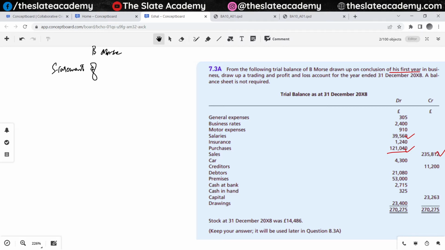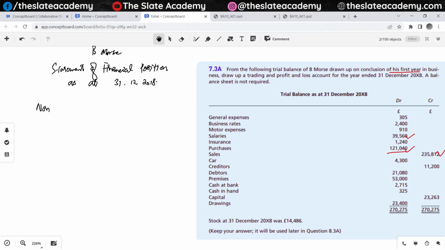Statement of financial position. For the income statement, I told you that it would be for a specific period of time. The statement of financial position is at a point in time, that at this particular date, how many assets, liabilities, and equity you had. The statement of financial position as at the closing date, 31 December 2018.